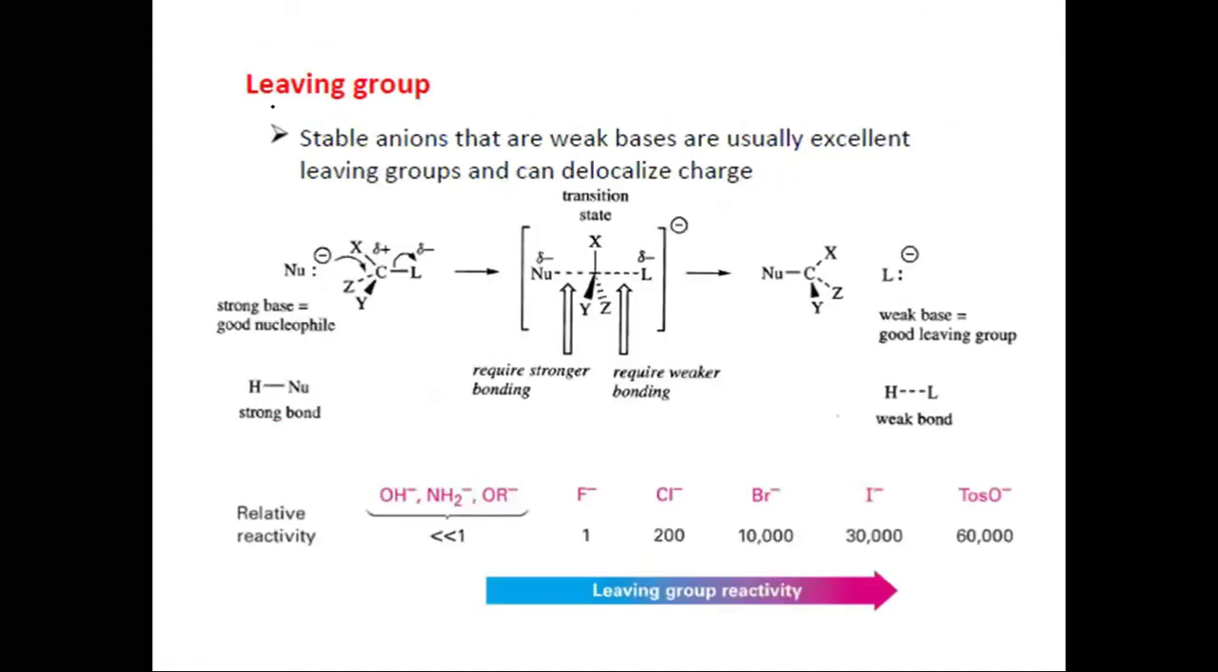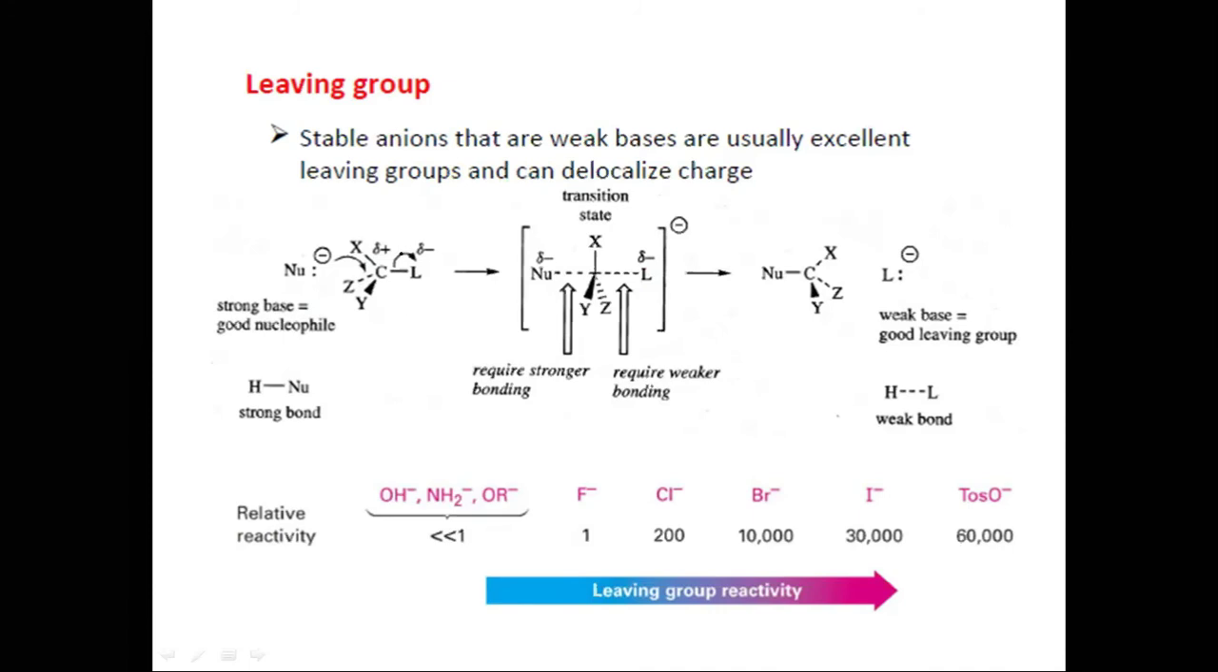Now, the stability of the leaving group also plays an important role in nucleophilic substitution reactions. The stable anions that are weak bases are usually excellent leaving groups and can delocalize the charge. So that's why you need to have stable anions. The weak bases are usually the excellent leaving groups and can delocalize the charge.